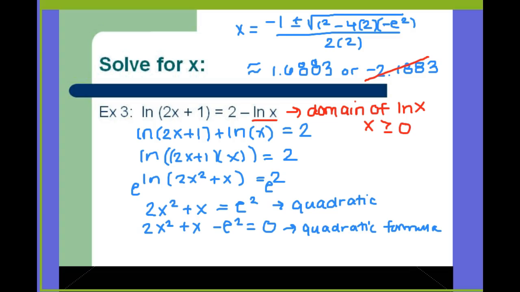So even though when we simplified, we end up getting this x squared value, and that would make that positive and greater than this, because the original contained a natural log of x, we cannot utilize it. So that makes x equal 1.6883, my solution.